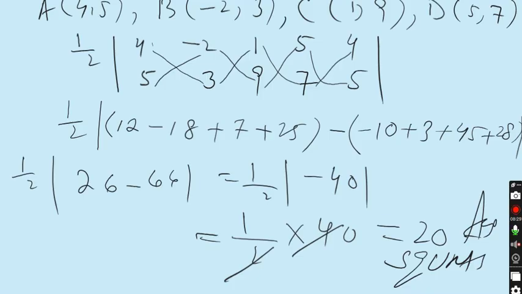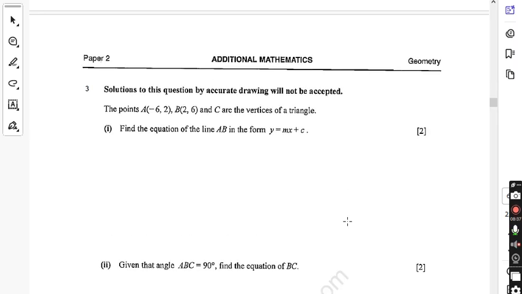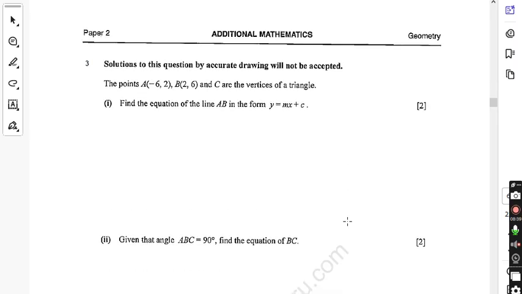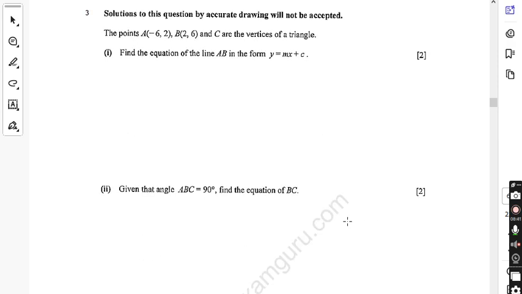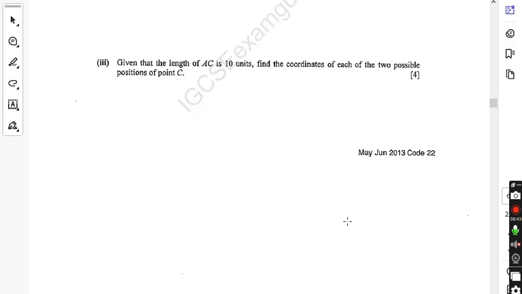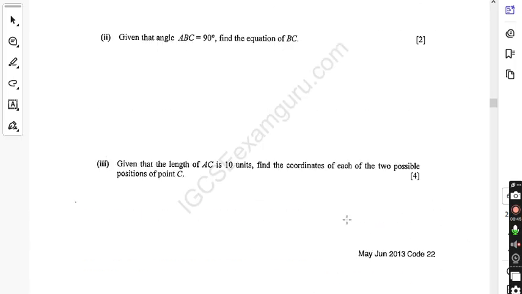So hope you understand the entire question. This is question number 2. In next lecture we will do question number 3. This question has 8 marks, very important. So in next lecture we will do question number 3. This question has 8 marks.